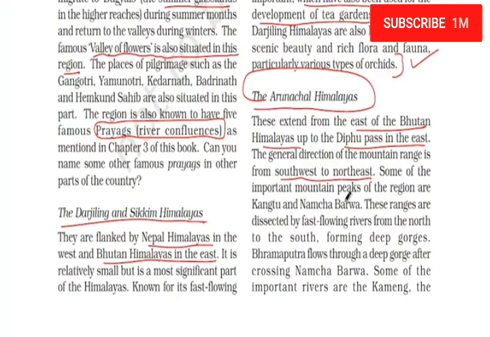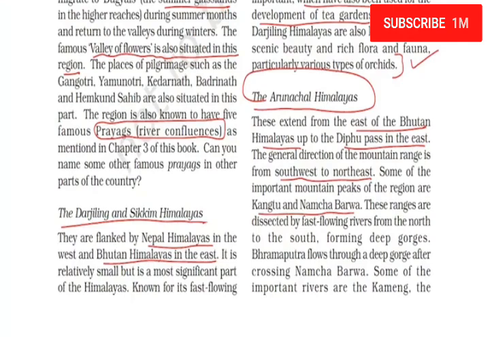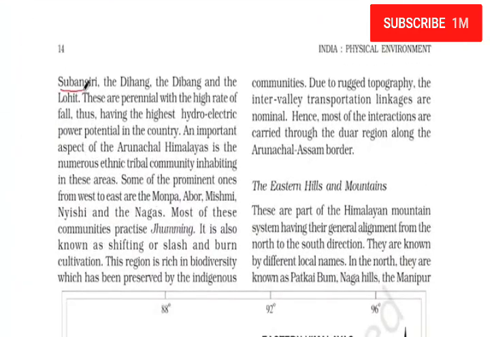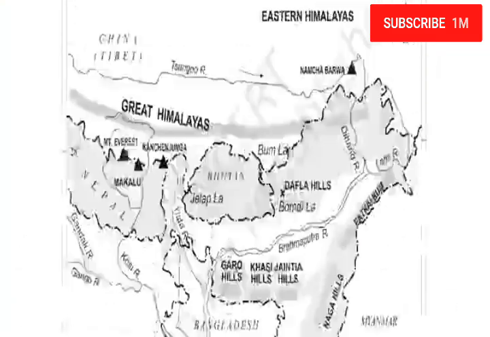Some of the important mountain peaks are Kangtu and Namcha Barwa. These regions are dissected by fast flowing rivers, right? Rivers Subansiri, Dihang, Dibang, Lohit. UPSC has asked about these passes in which of the following states, so please be careful. They follow Jhum cultivation, very, very important for us. Abor, Mishmi, every hill has a tribe and the name of the tribe is also associated with the hill. So both are very, very important for us.